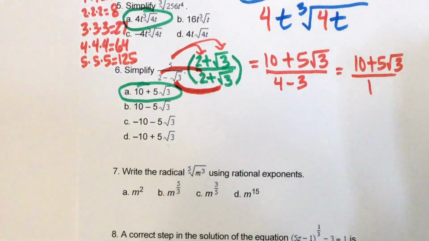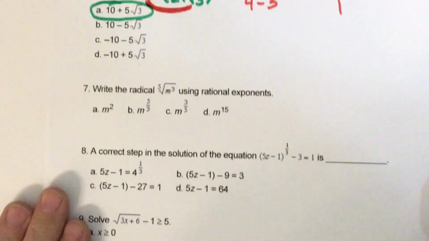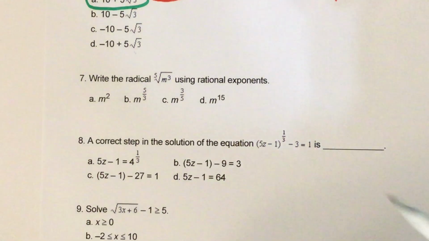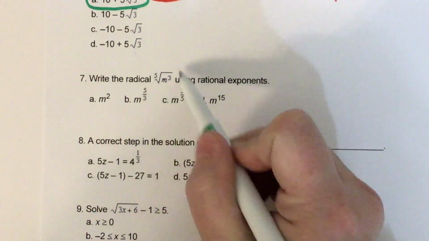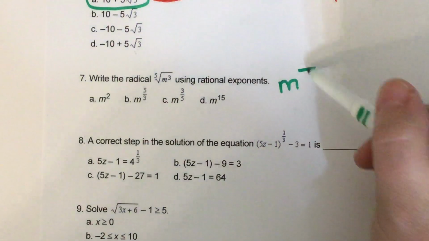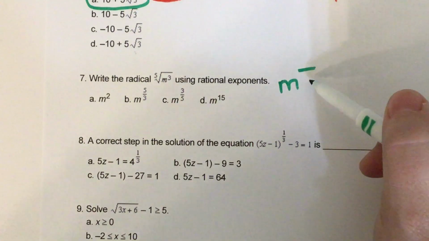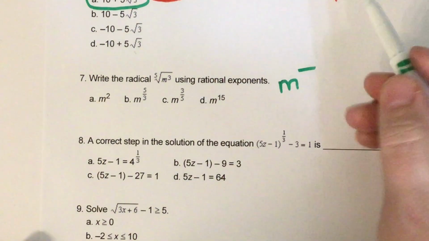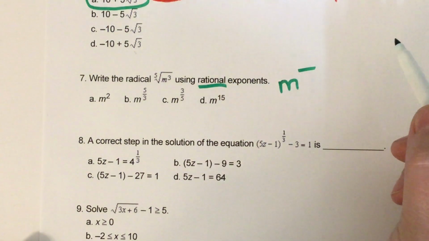Okay, looking at number 7. It wants us to rewrite this with rational exponents. So this is what's called radical form, and it wants us to put it in exponential form. So we're trying to figure out who the exponent is. And it's going to end up being a fraction, and that's why they're using the word rational.